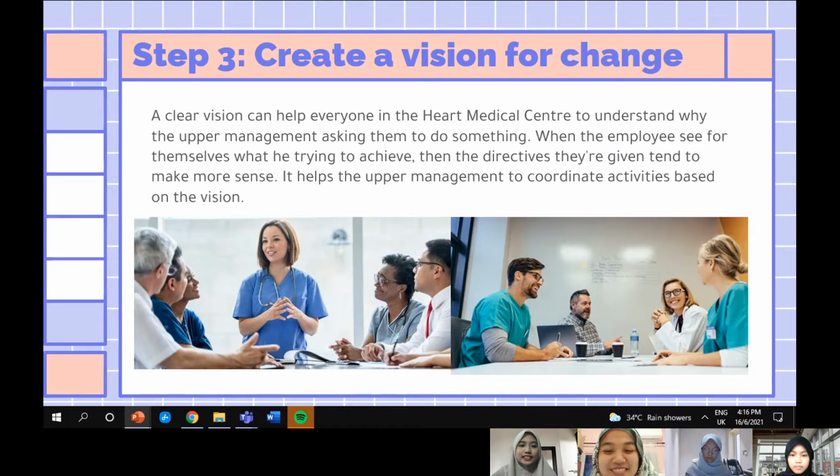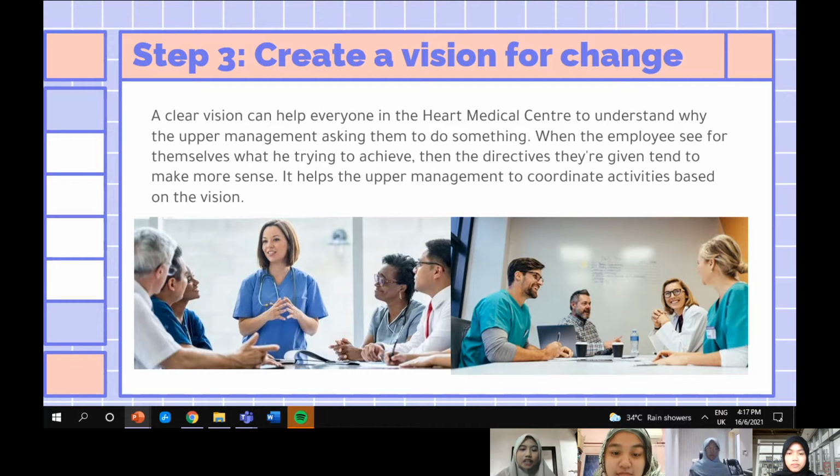Okay, so the third step in Kotter's model is to create a vision for change. A clear vision can help everyone in the medical center to understand why the upper management is asking them to do something. When we first start thinking about the change, there will probably be many great ideas and solutions floating around. So in this scenario, we need to link this concept to an overall vision that all the employees can easily understand and remember.